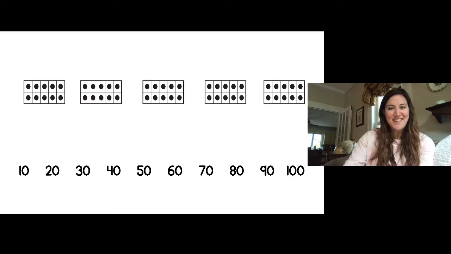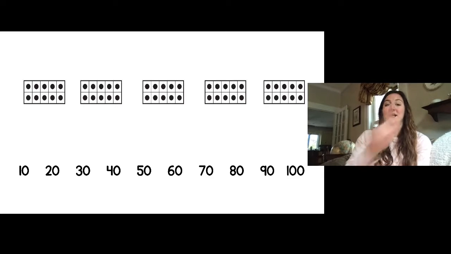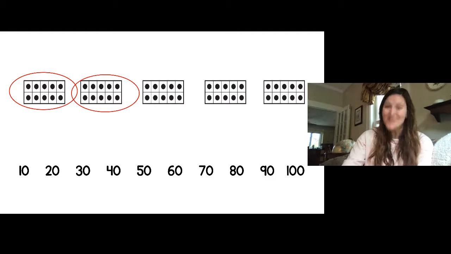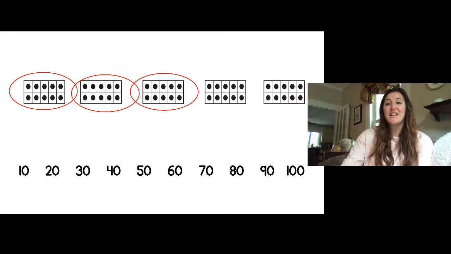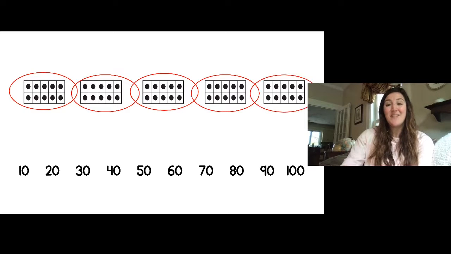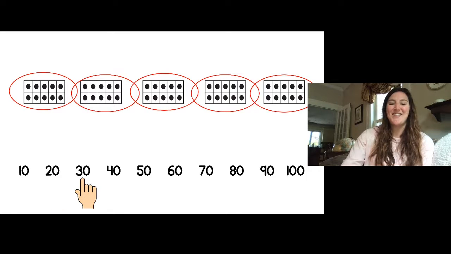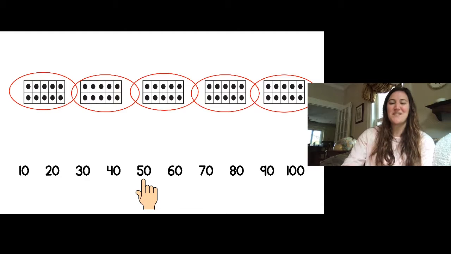Let's do this one together. Get ready to count with me. I see those full 10 frames. We'll count by tens. Ready? I'll circle, you count. 10, 20, 30, 40, 50. Good job. So we need to circle what number? Good. 50. Count on the number line with me. 10, 20, 30, 40, 50. There's the 50. We'll circle the 50.